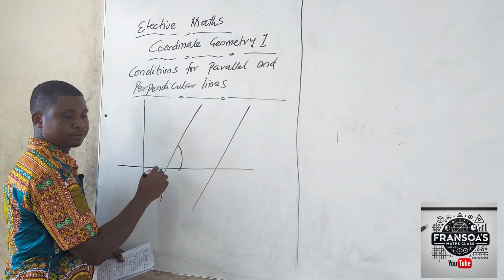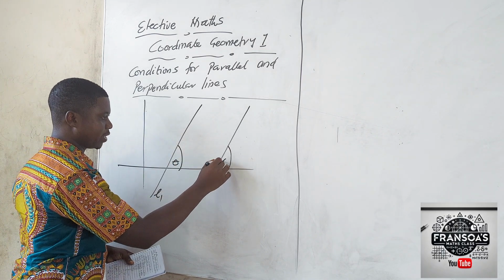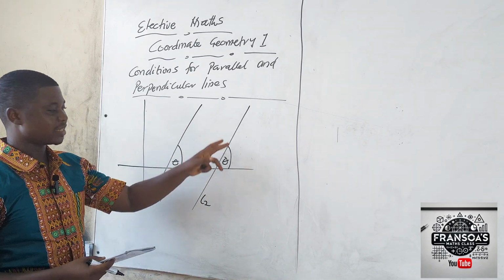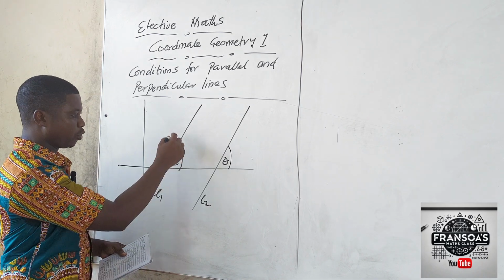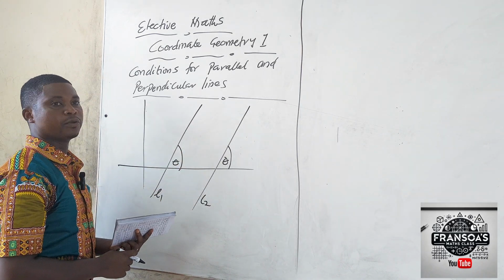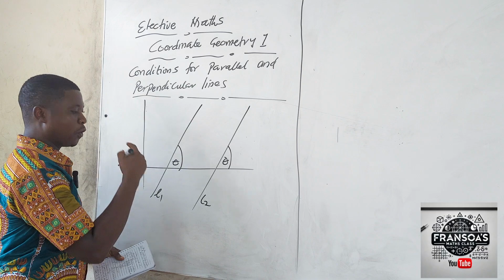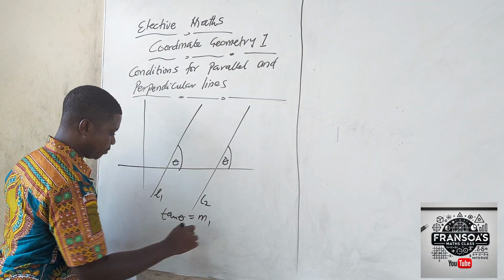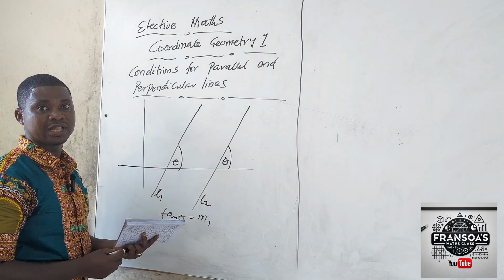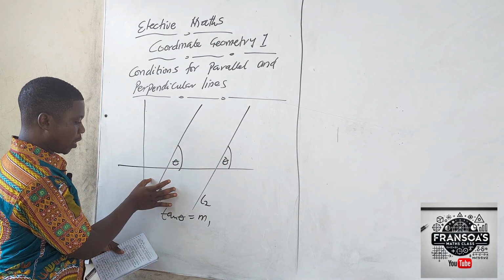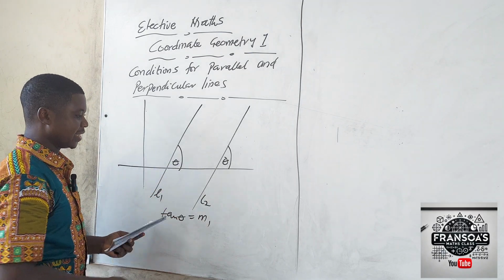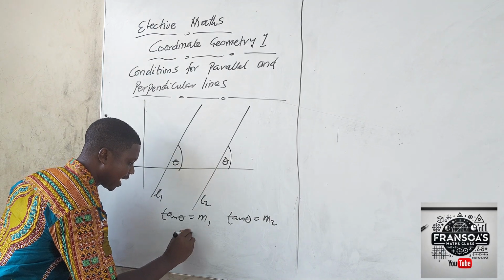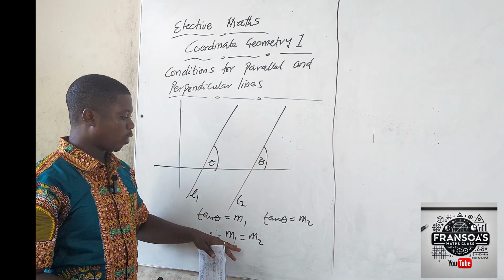Let's give this one L1. You have theta, and this one L2, theta. So this angle and this line and this line, we are saying they are parallel because they are all inclining at the positive x-axis. So we can say that tan theta is equal to our M1, as we said previously when we were dealing with finding the gradient. Then tan theta is also equal to M2. So we can say that our M1 is equal to M2.